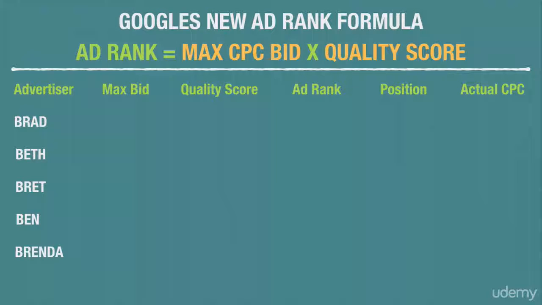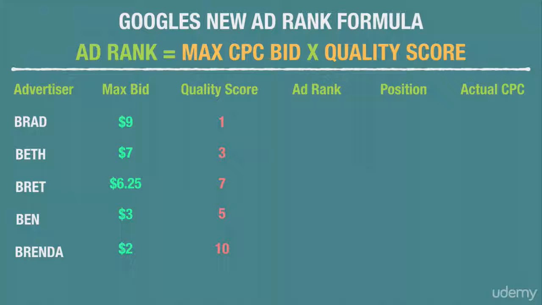So let's say Brad sets his max CPC bid at $9, Beth sets hers at $7, Brett is willing to pay no more than $6.25, Ben's max is $3, and Brenda is the most frugal bidder at $2 for her max CPC. Now let's make up some quality scores for these folks. Brad gets a quality score of 1, Beth lands a 3, Brett gets a perfectly respectable 7, Ben is mediocre with a 5, and Brenda hits the jackpot with a 10 quality score.